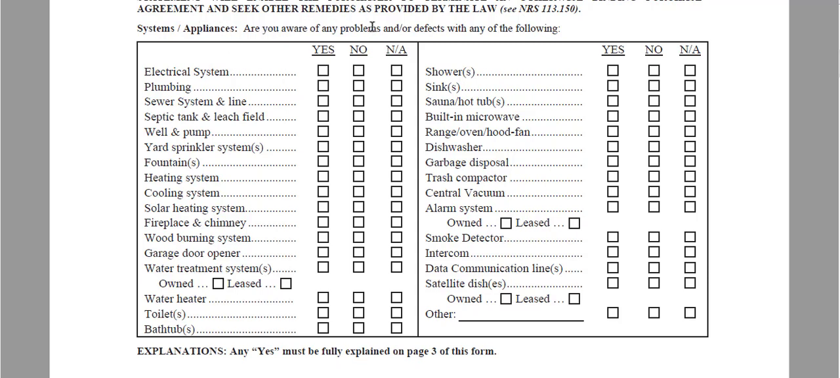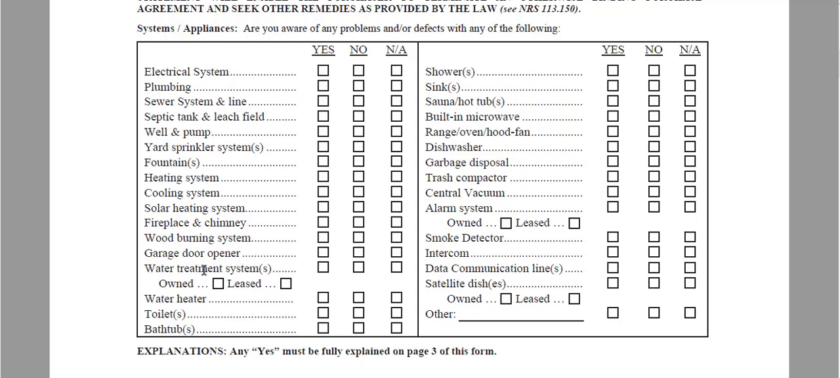Are you aware of any problems and or defects with any of the following? If there are any problems with any of these, we're going to check yes. If not, we're going to check no. And if the item does not even exist, such as a septic tank, a fountain, solar, a chimney, we're going to put NA. So we'll just carefully go one item at a time, electrical, plumbing, to your knowledge. Are there any problems with these? Usually septic tank and well, we would say NA, and so on and so forth.